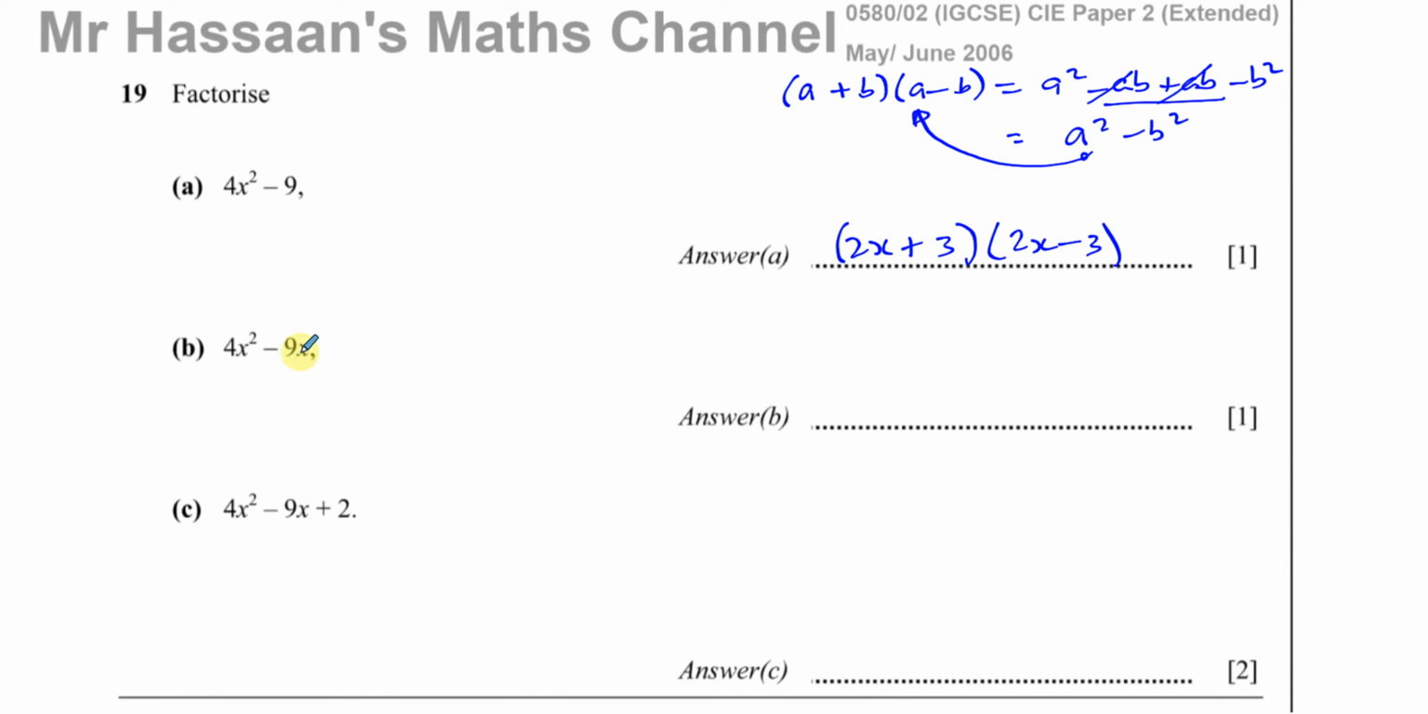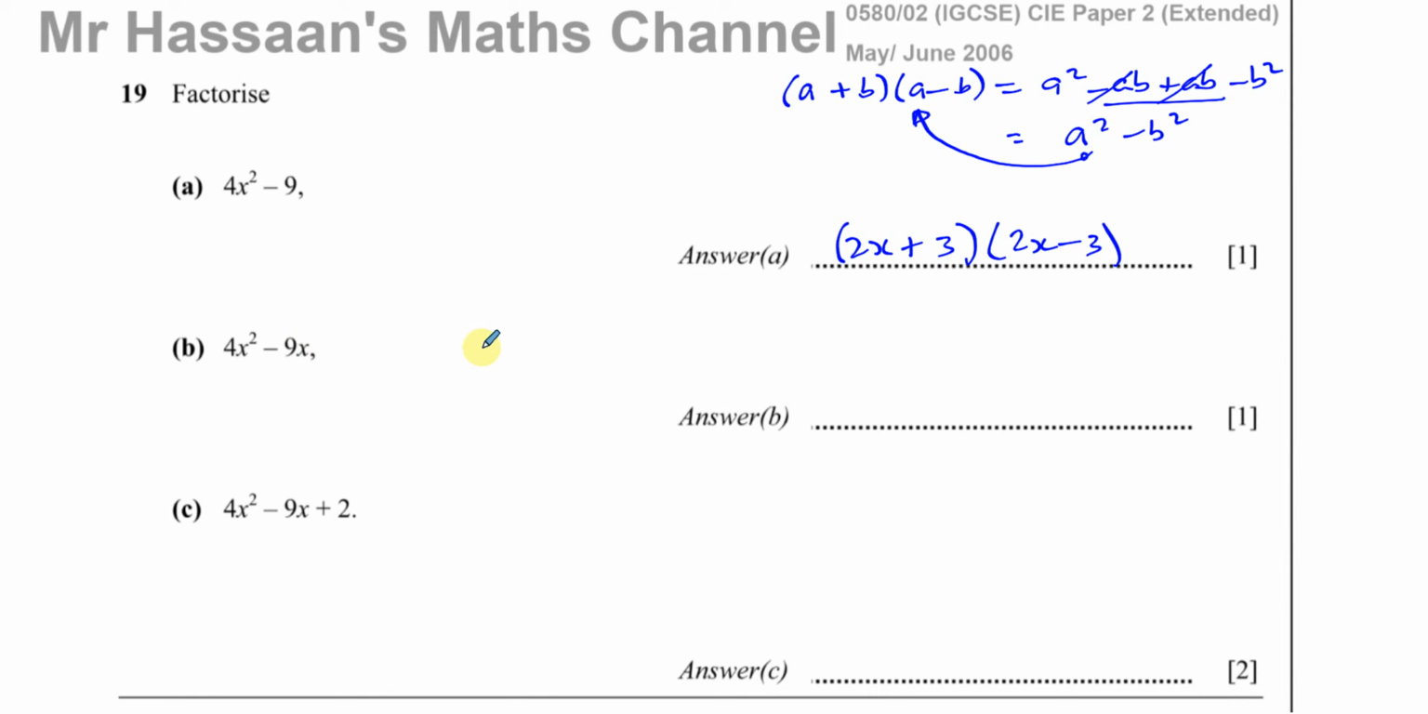So this is not a difference of squares because this x is not a squared term, so I can't use the same method. But as I mentioned in the beginning, the first thing you should always do anyway is to try to take out common factors. It always makes life easier for you and makes this possible.